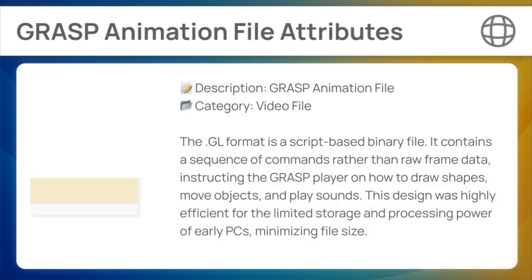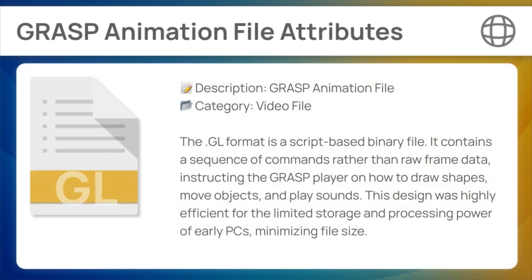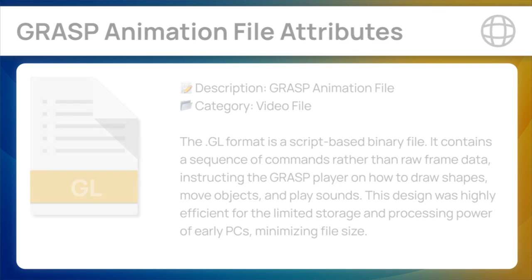The GL format is a script-based binary file. It contains a sequence of commands rather than raw frame data, instructing the Grasp player on how to draw shapes, move objects, and play sounds. This design was highly efficient for the limited storage and processing power of early PCs, minimizing file size.